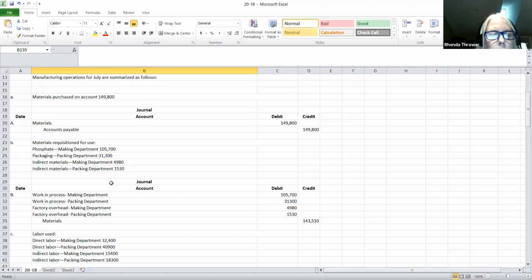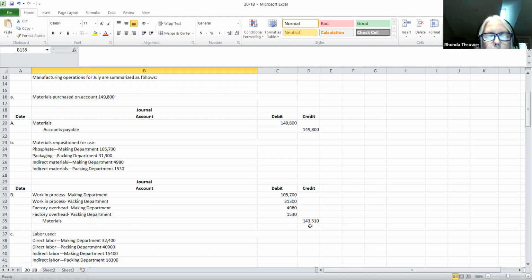We would debit factory overhead for the making department for the amount of indirect materials that went into the making department, and that was 4,980. Our factory overhead was debited again for the indirect materials to the packing department. Each department, again, has its own factory overhead account. So packing department is going to be debited for 1,530.